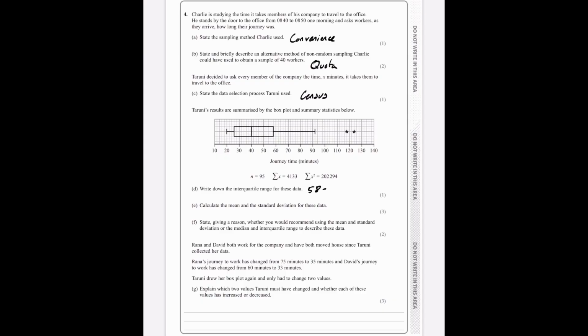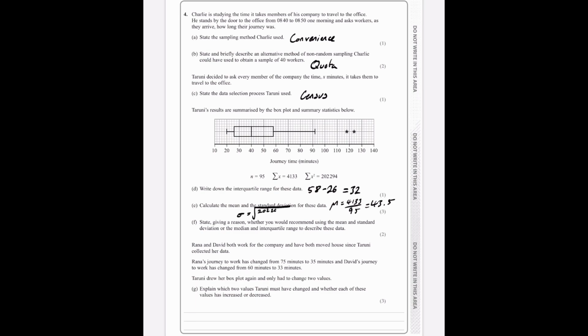The interquartile range, read off your upper quartile, 58, lower quartile, 26. The difference is 32. Then to calculate the mean and the standard deviation, well, the mean is the sum of x divided by n. So that's 4133 over 95, which comes out as 43.5. Then the standard deviation, use the formula. It's going to be the sum of x squared divided by n, subtract the mean squared, and then all square rooted.